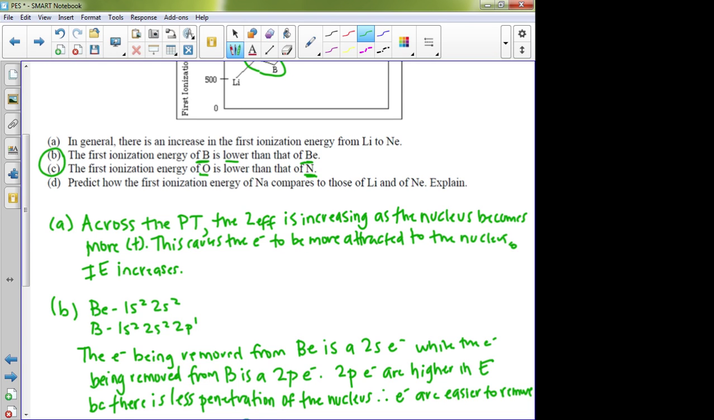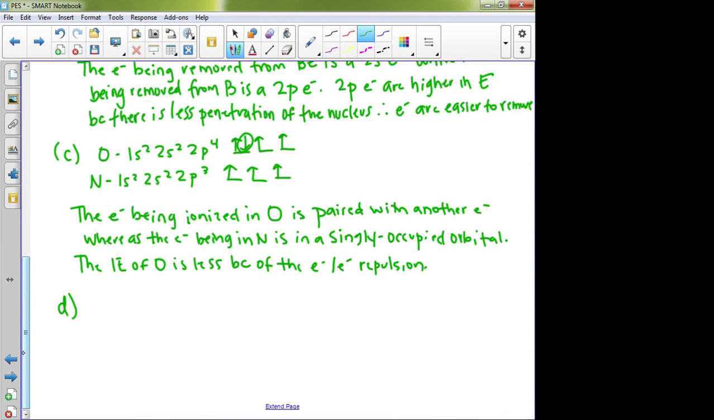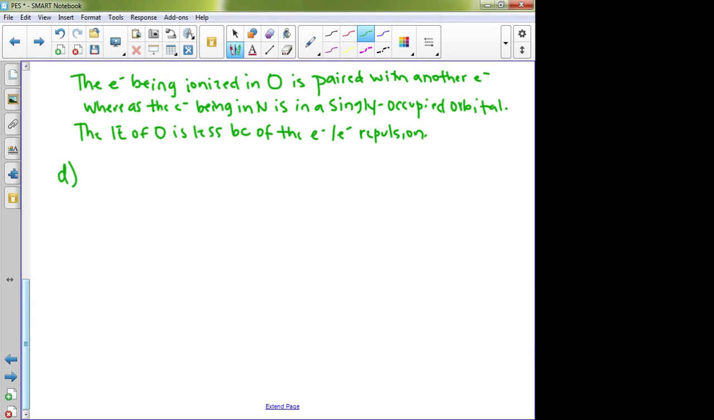All right, D says predict how the first ionization energy of sodium is going to compare to lithium and to neon. Explain. What do I notice about sodium compared to lithium and neon? Lithium and neon's outermost electrons are in what energy level? 2, right? Lithium's are in 2s, neon's are in 2p, so they're both in energy level 2, whereas sodium's ionization energy is coming from what? The third energy level, right?